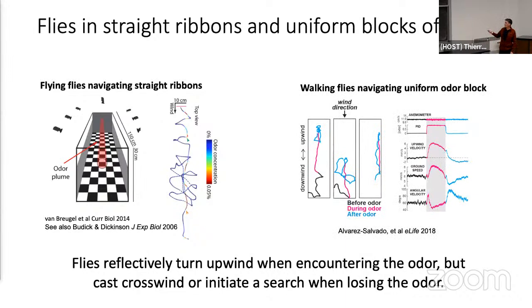Other labs are also doing the same. This is in New York, Cathy Nagel's lab, the same thing. Whenever there's odor, you see that the fly is moving straight. And then when it loses the odor, it can initiate some sort of search.